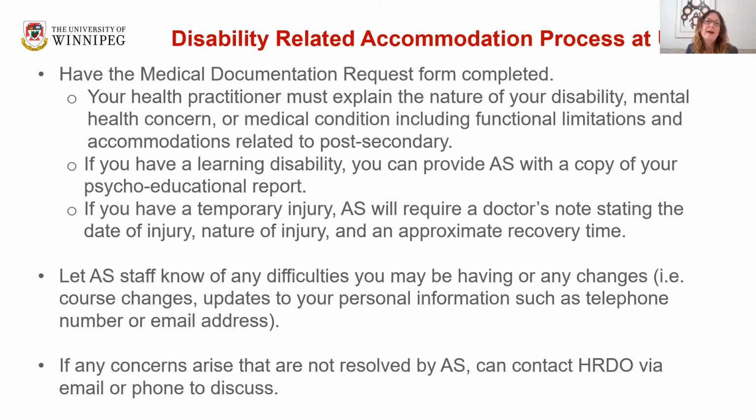Once you're in the class, you certainly want to let AS staff know if you're having any difficulties or if anything changes. So if your condition changes, or if there are any changes to your course, or if you change your personal information, you would want to let AS staff know about those changes. And if you are having difficulties receiving accommodation, of course, you will want to talk with your professor directly or talk with AS. And if those concerns are not resolved, then you can always contact our office by email or phone to discuss. AS, of course, is able to reach out to us as well. And so our goal would be to help resolve any dispute about the accommodation itself.